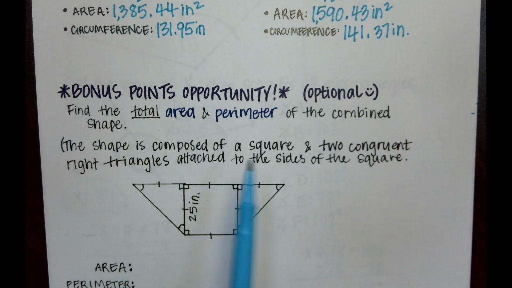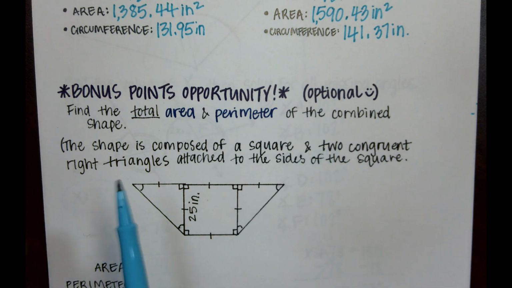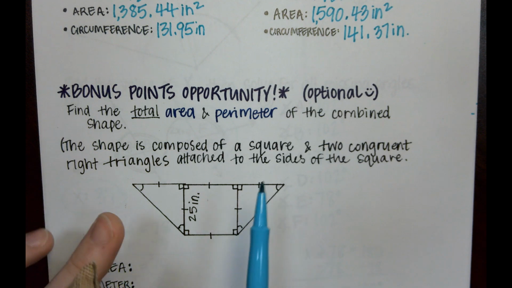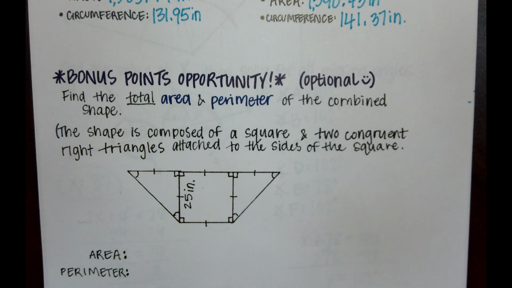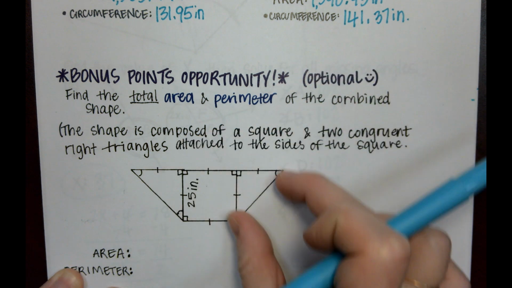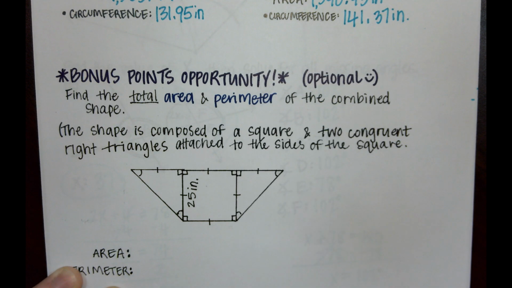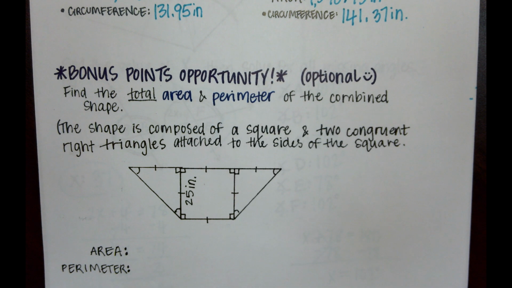And the shape is made up of a square and two congruent right triangles that are attached to the square. Yes, it could make a rectangle if I took this triangle and stuck it right over there. Totally would. It would make a perfect rectangle. So you could do it that way. You could do it in a lot of different ways. What area isn't that base times height? It is base times height for a quadrilateral. What would it be for this one?